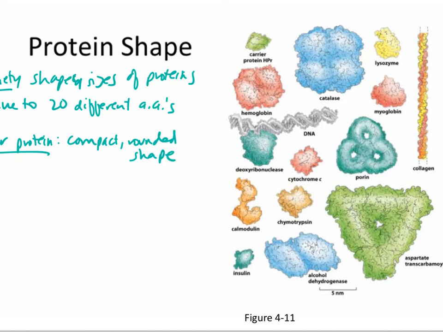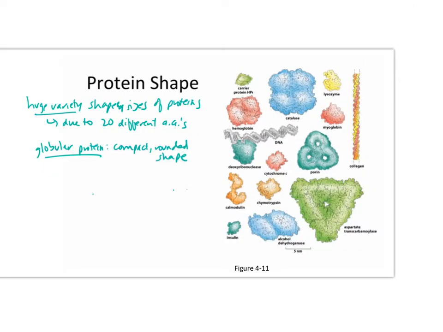Insulin, and deoxyribonuclease. By the way, this DNA here, that is not a protein, but just shown to make it a little more interesting. So basically, those are all enzymes. That's very typical for globular proteins to be enzymes.